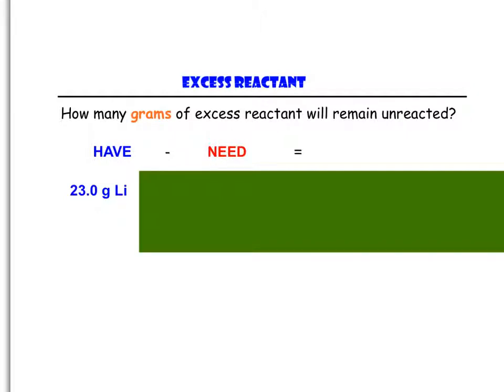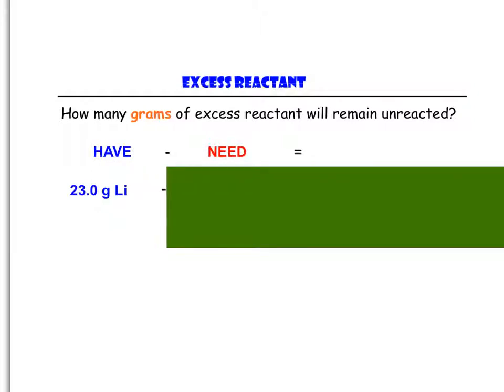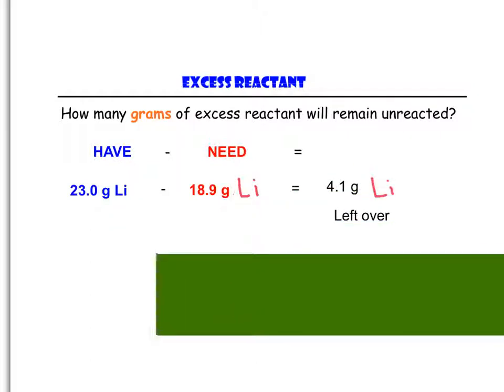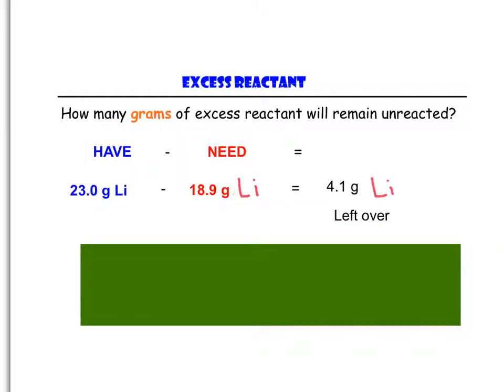Well, we didn't need to use all of our lithium because it was in excess. We were going to have extra of it left over. But we were using up all of our aluminum chloride. So we subtract how much lithium we actually need to react with all of our aluminum chloride, so how much lithium we used. Well, in the problem we solved that we needed to use 18.9 grams of lithium to use up all of our aluminum chloride. So we're going to have lithium left over. And in this case, we are going to have 4.1 grams of lithium left over.